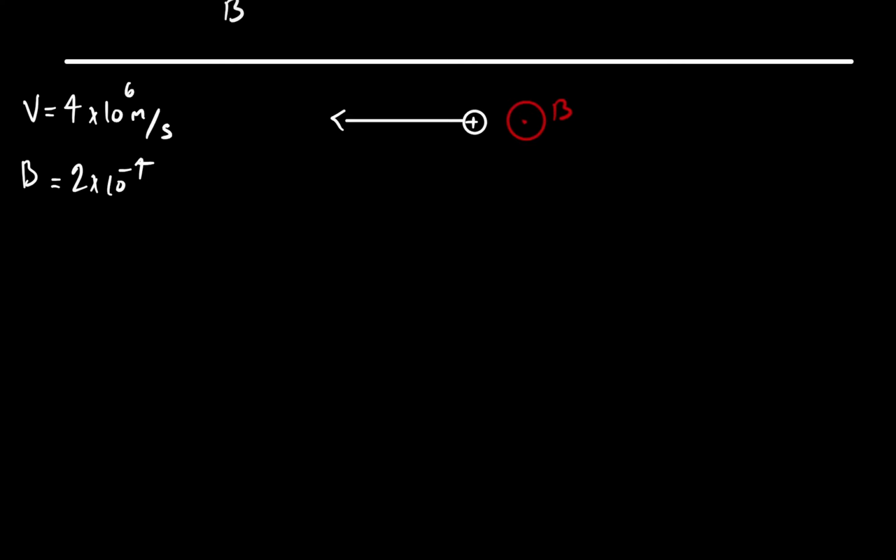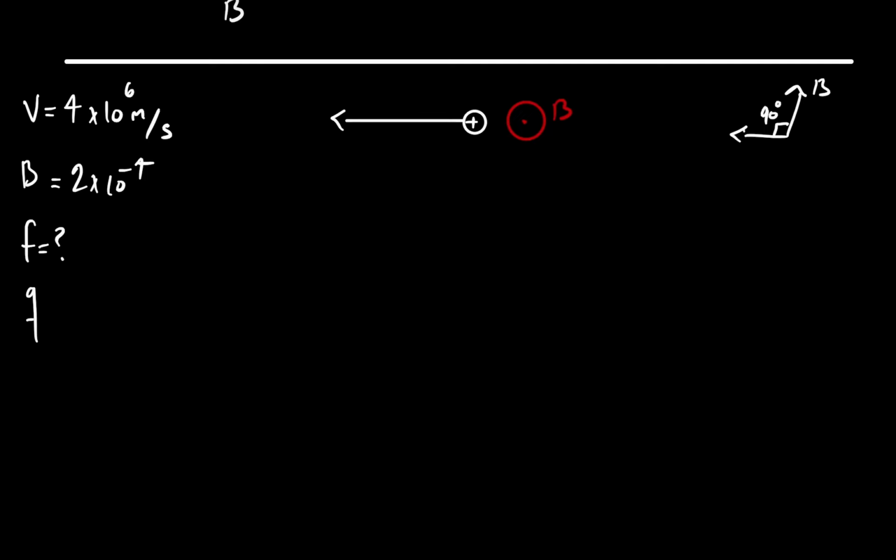And when it's directed into the page, you can imagine something like this. So basically the angle between the force and the magnetic field is still 90 degrees, because the magnetic field is going into the page while the charge is moving perpendicular to that direction. So theta would be 90 degrees. So what they're asking is essentially, what is the magnitude of the force acting on this charge? So what is F?